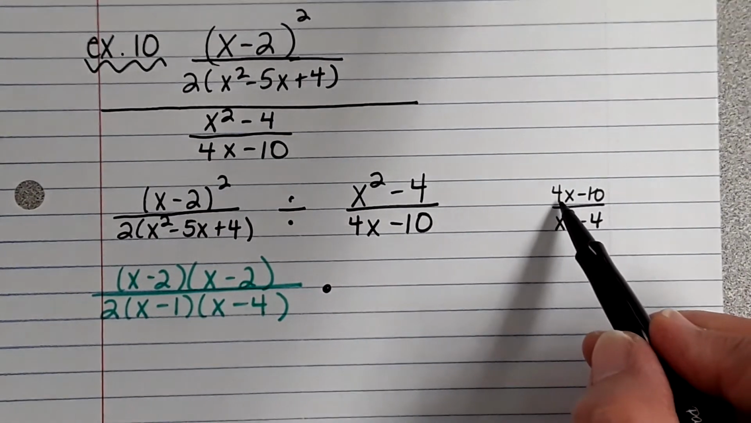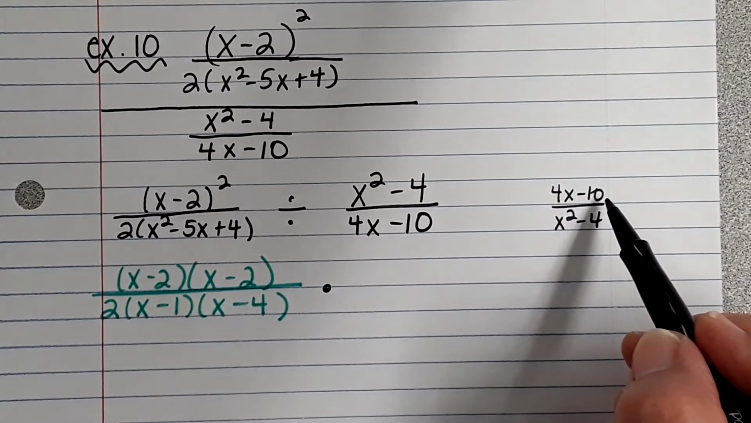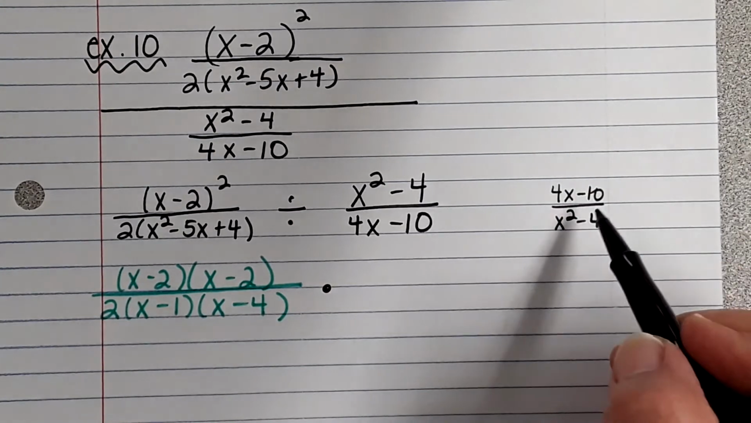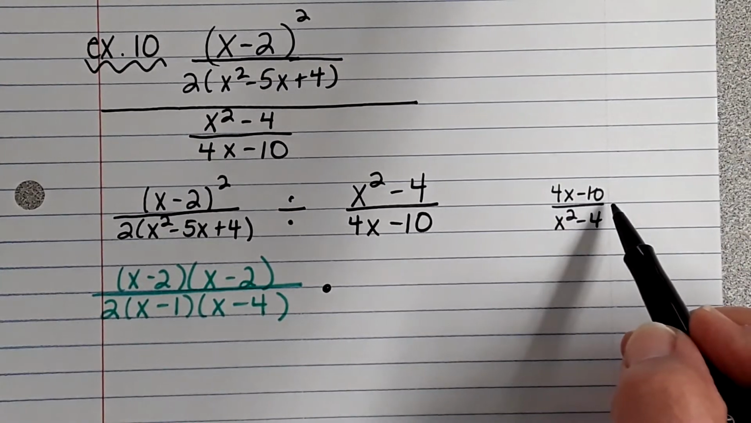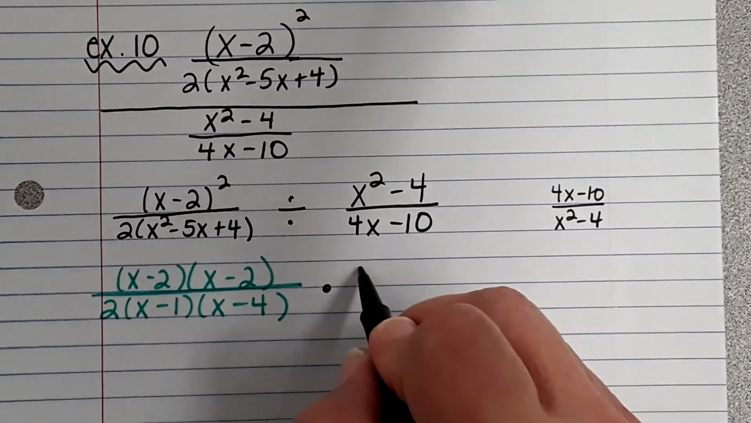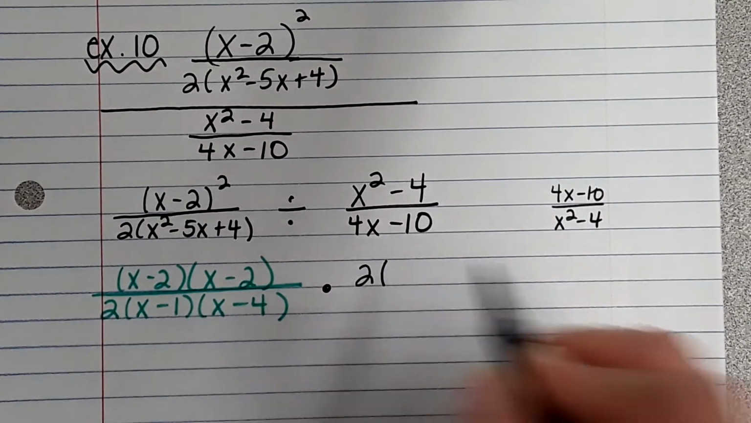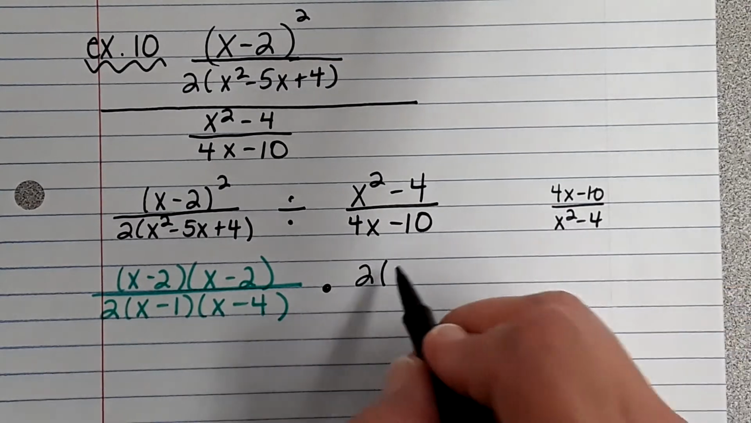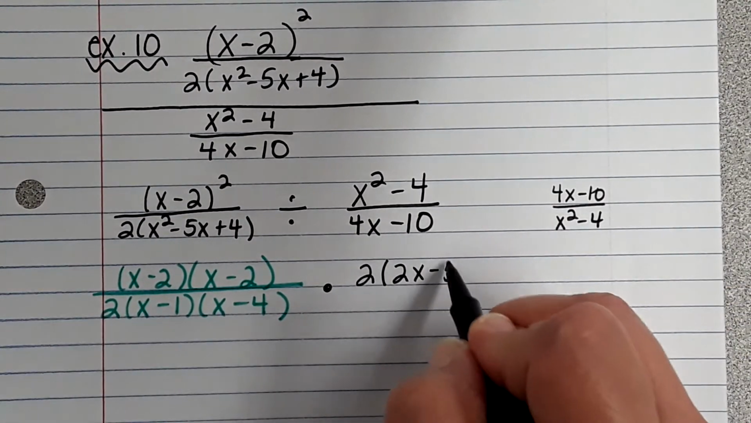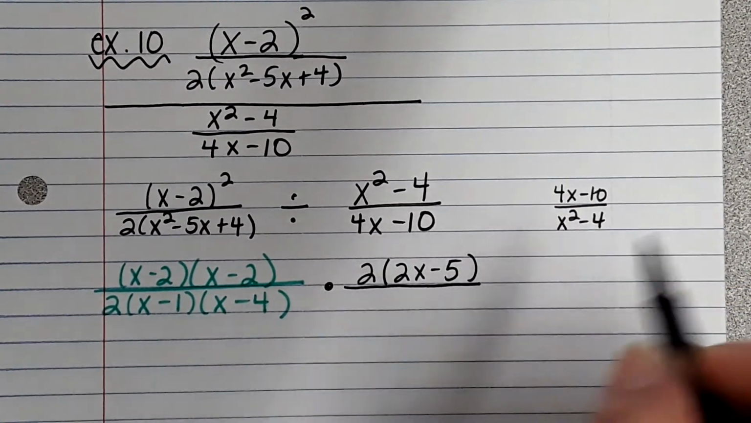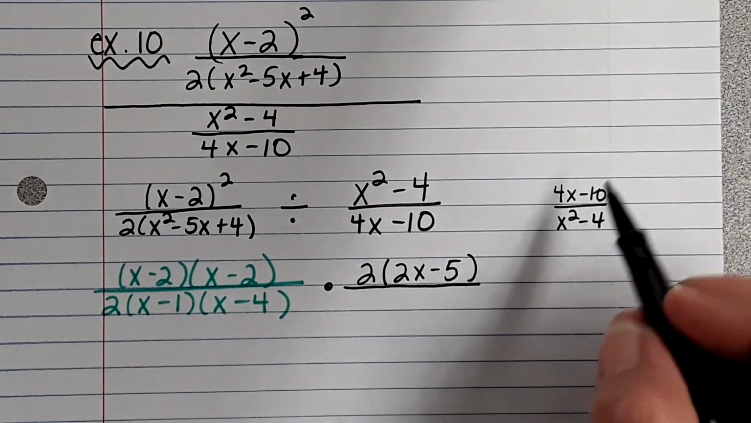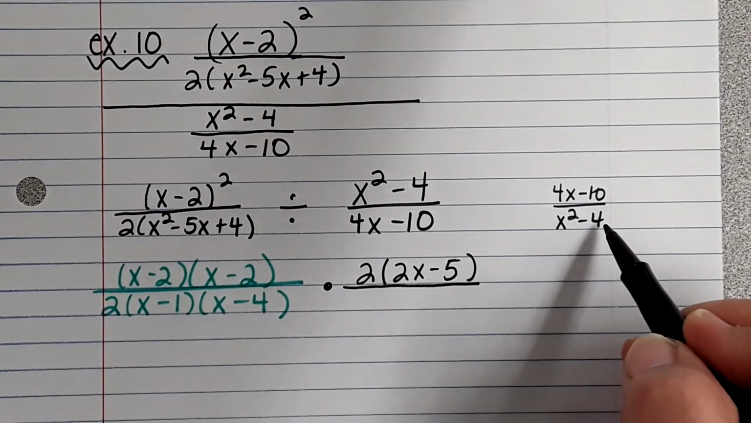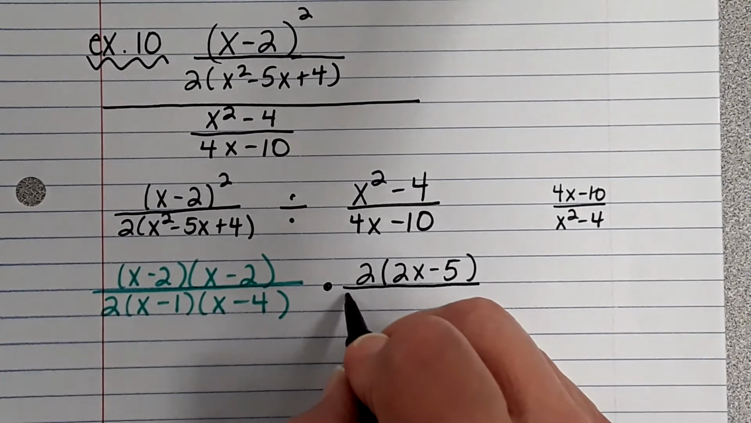So 4 is a perfect square. Is 10 a perfect square? And there's no x squared, so it's not a difference of squares. Does 4 and 10 have anything in common? So I'm going to pull out a 2. And then what am I left with? You got it? X squared minus 4. X squared is a perfect square. There's a subtraction. Is 4 a perfect square? Then that's a difference of squares.